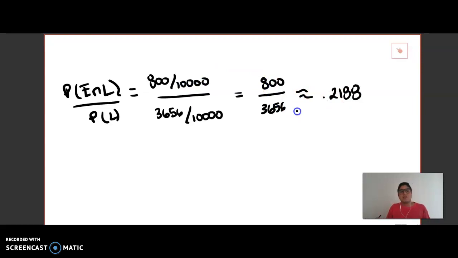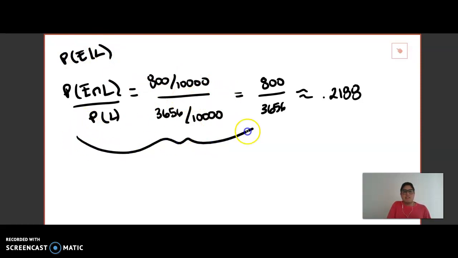Ideally, the points that they're looking for on the AP exam are that you've defined what you're looking for. So our event here was P(E given L). We show some work, and for us, our work is going to look like these steps here, and then a final answer. So those three components are generally what they're looking for on the AP exam when they're looking at conditional probabilities. So in the next lesson, we're going to talk about probability tree diagrams, continuing our discussion on conditional probability.